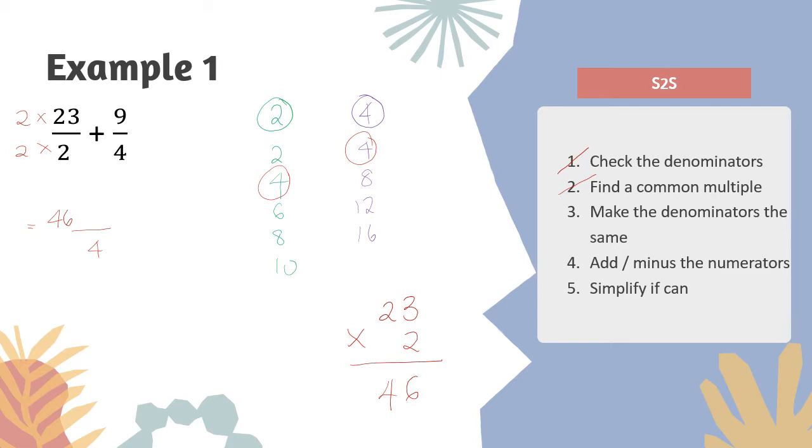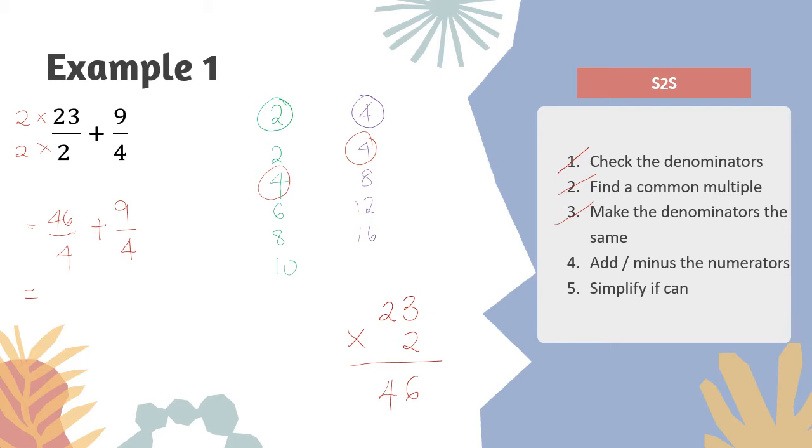46. So 2 times 2 at the bottom is already 4. That's fine. You just leave it 4. Or you can write it as 46 out of 4 plus 9 out of 4. Now, we have made the denominators the same. So we have done step 3.